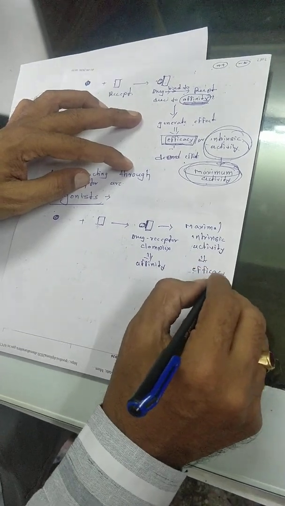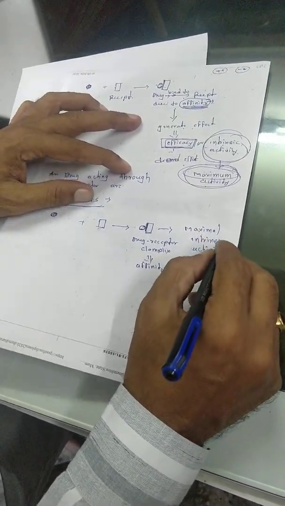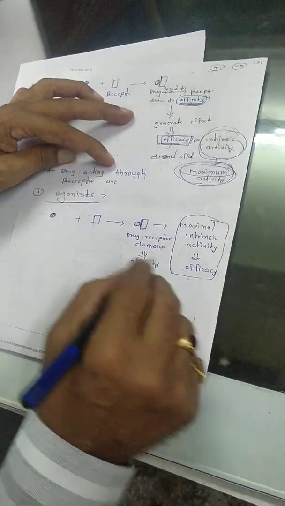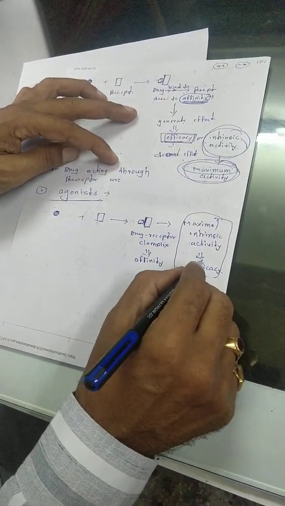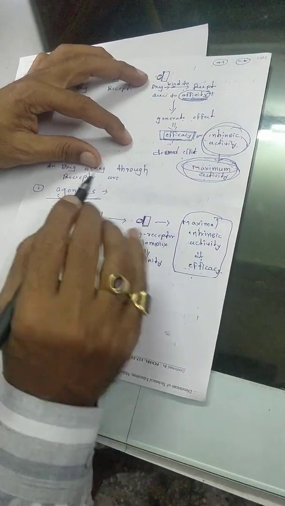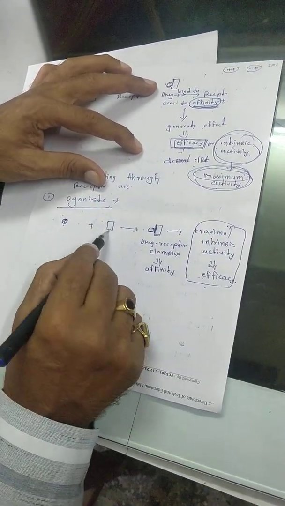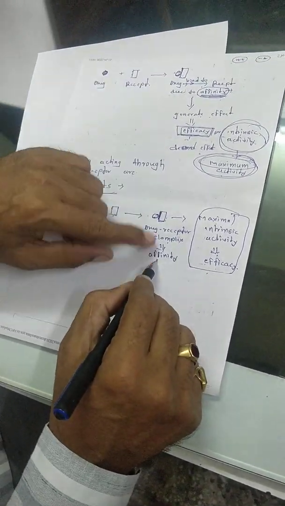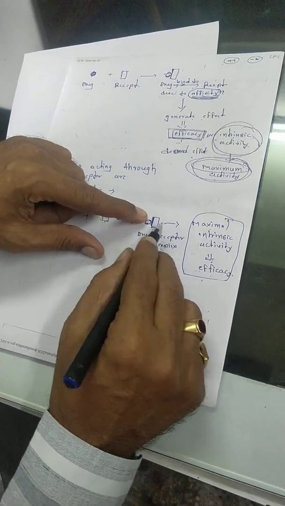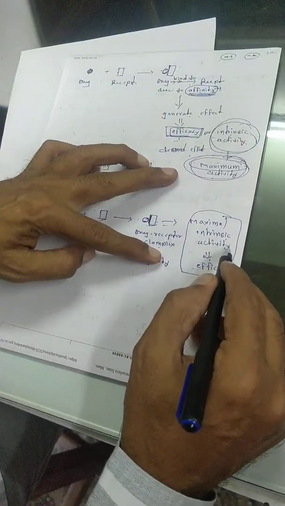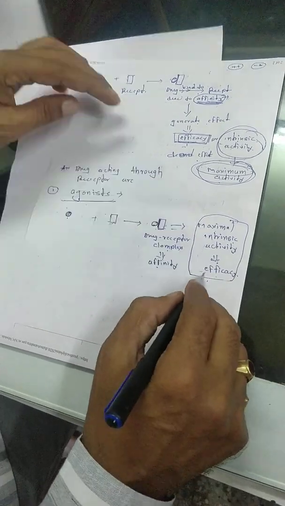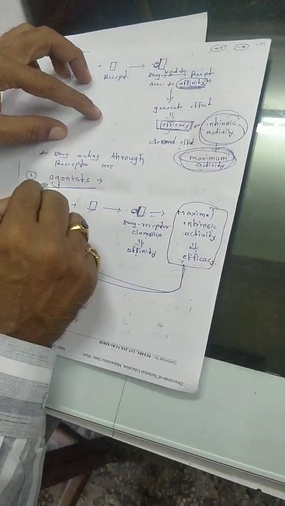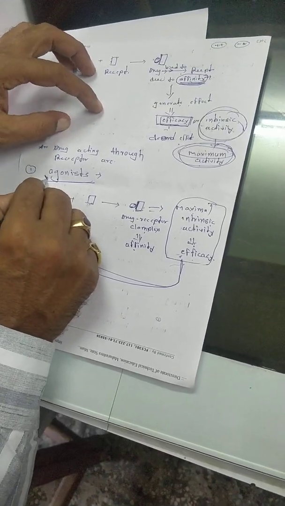Maximum effect means high efficacy. They produce the maximum effect. Okay, this is called the agonist. Do you understand what we mean by agonist? Simple. The drug interacts with the receptor, they form a complex, and they bind to each other because they have affinity. After binding through affinity, they produce the maximum intrinsic effect. That is called the agonist.